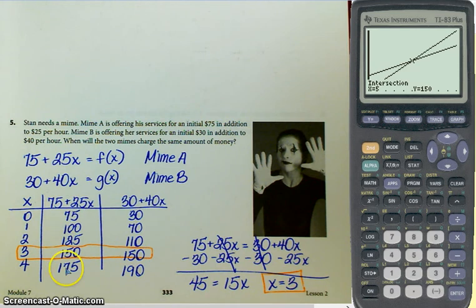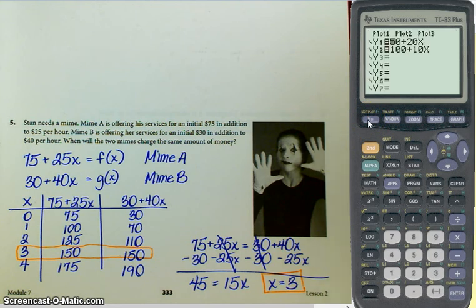So again, nice round numbers, and it works out nicely. We can pick it easily off the table, but that doesn't always work out that way. And let's just go and do a little more practice with how we would deal with this on our graphing calculator. So I need to clear that out, clear that other one out. Let's put our other equations for this particular problem. So 75 plus 25x, and then 30 plus 40x.